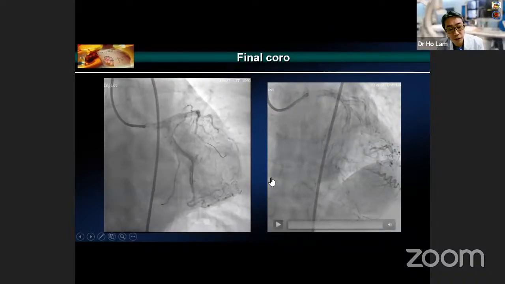So in summary, we have demonstrated two advantages of wire short. One is to keep both main branch and side branch wire, and you can shock the side branch. The second thing is wire combined with shockwave can further improve the outcome of your PCI in calcified lesions. Okay, that is my sharing.